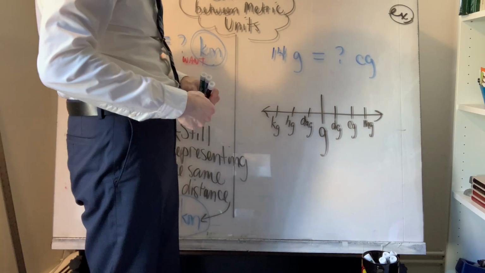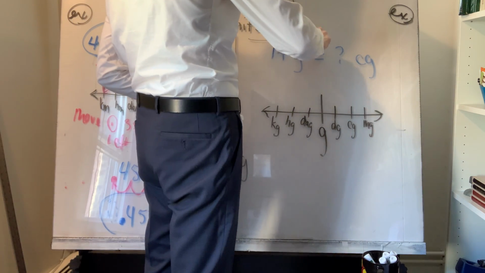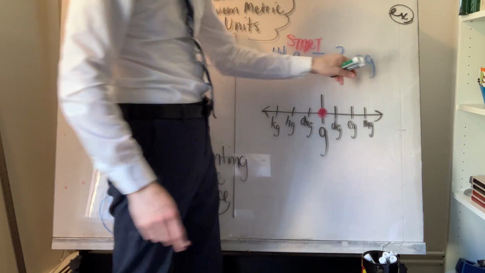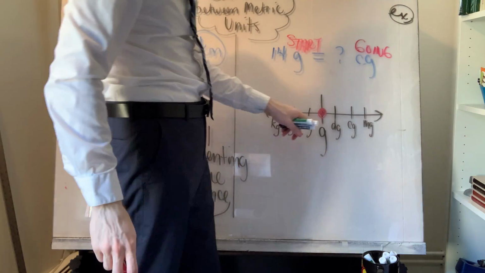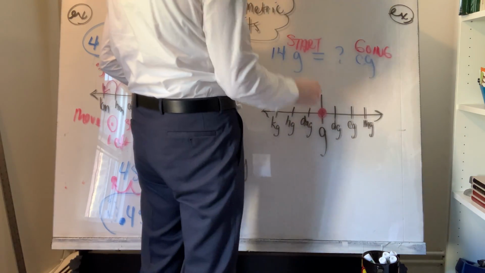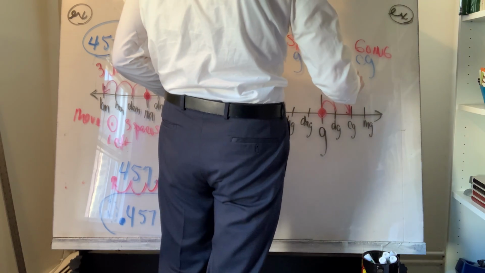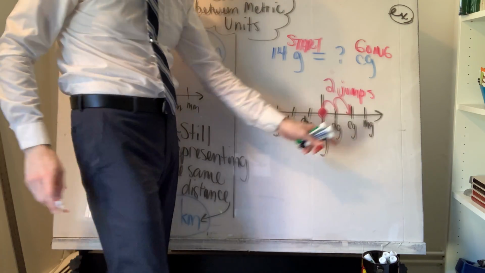Use this everywhere. This is where you're starting, which again coincidentally is the base unit, so it's just going to be in the center here. And this is where you're going. So if you're going from grams to, pardon me, centigrams, it's 2 jumps. Which direction? Towards the right in this case.